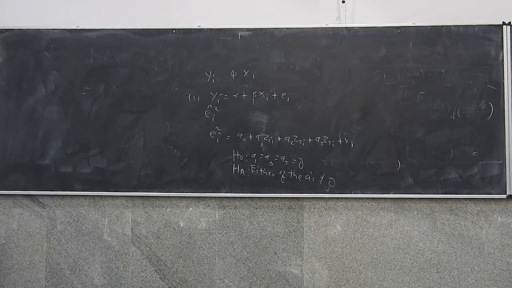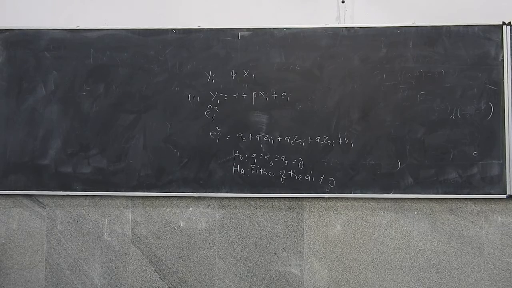We have to test that a1, a2, a3 are all equal to 0 against the alternative that one of them is not equal to 0. Did we do restricted and unrestricted regression? Can somebody explain? Can somebody answer Harsh's question? Why do we take a1, a2, a3 as all equal to 0 in the null hypothesis?